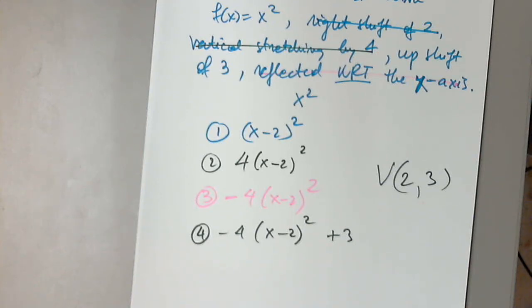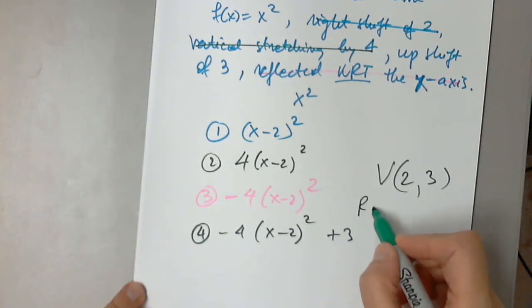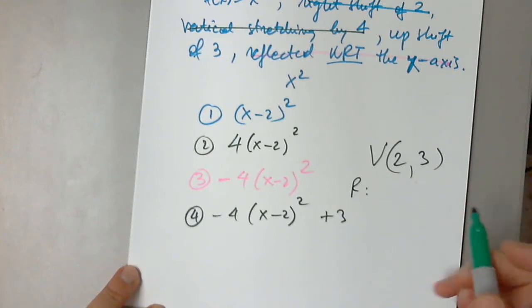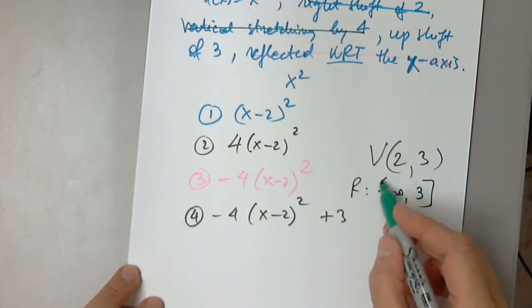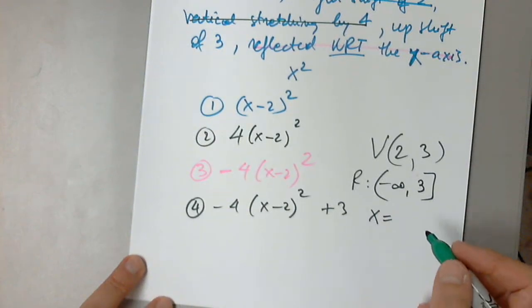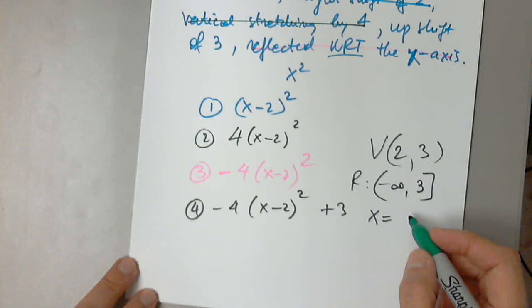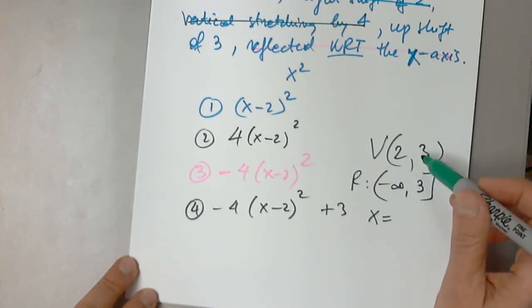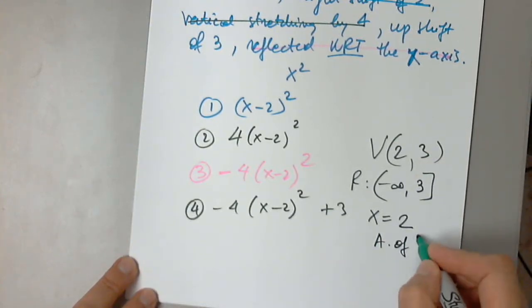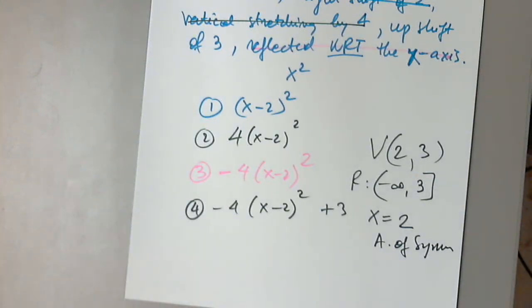What about the range of this function? We haven't graphed the function and we have it in our minds. What is the range? Negative infinity to 3. Very good. What is the axis of symmetry? The vertical line passing through this point. X equals 2. Axis of symmetry. Does it have a maximum or a minimum? Good. What is the maximum value? We already know it's the range, right? It's 3. Good. Excellent.